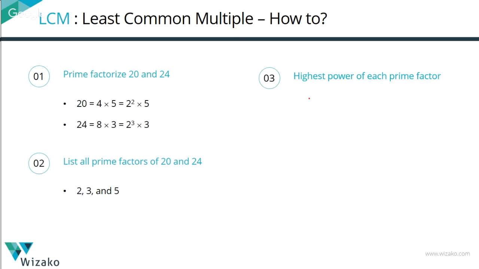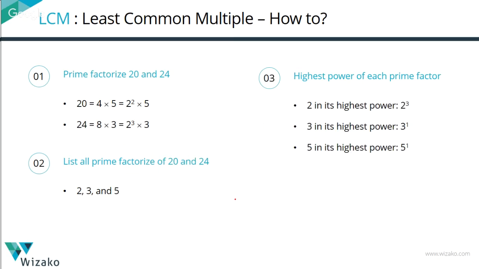Highest power of 2 between these two numbers is 2 cube. For 3, it is 3 power 1. And for 5, it is 5 power 1. So having done this, the next step will give us the answer, which is a product of all of these three things. So LCM is equal to 2 cube into 3 power 1 into 5 power 1. 2 cube into 3, 8 into 3, 24 into 5, which is equal to 120.